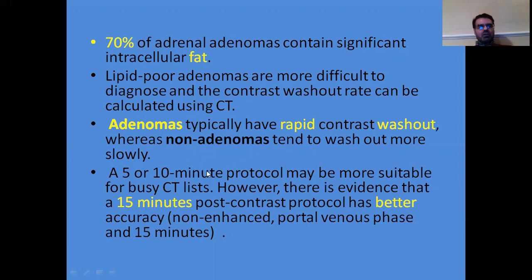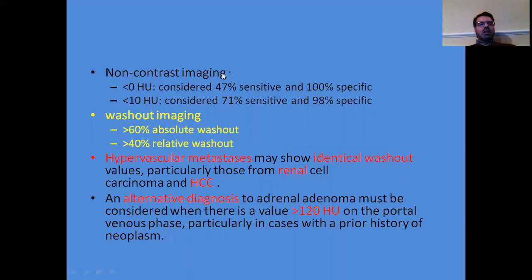The protocol used to characterize adenomas is preferably the 15 minute protocol. Some centers use a 5 or 10 minute protocol that includes pre-contrast sequences, portal venous phase, and delayed phases. In non-contrast imaging, anything less than 0 Hounsfield units is considered 47% sensitive and 100% specific for adenomas. Less than 10 Hounsfield units is considered 71% sensitive and 98% specific.